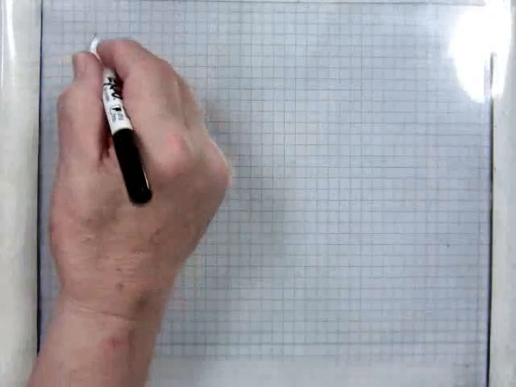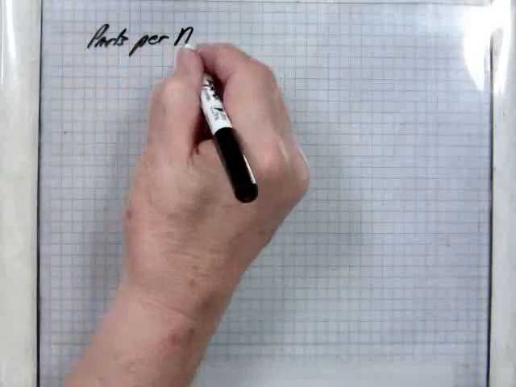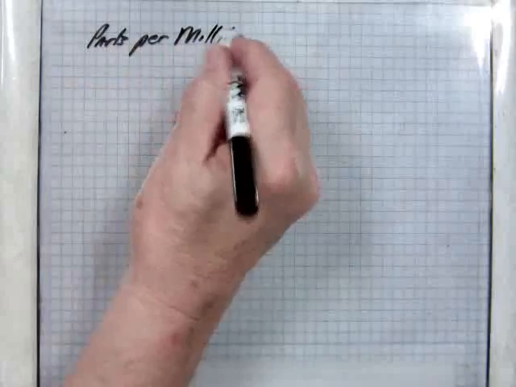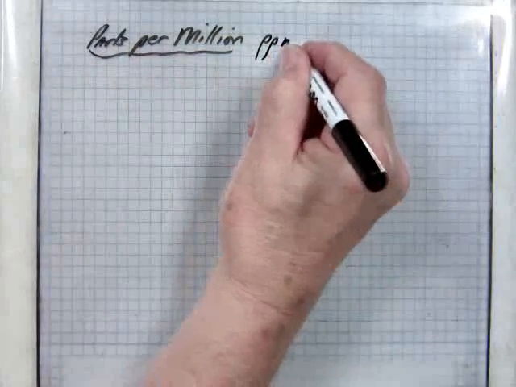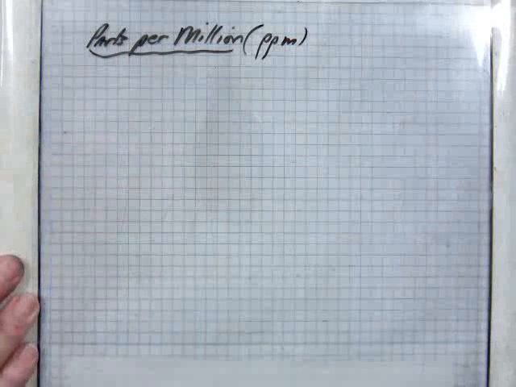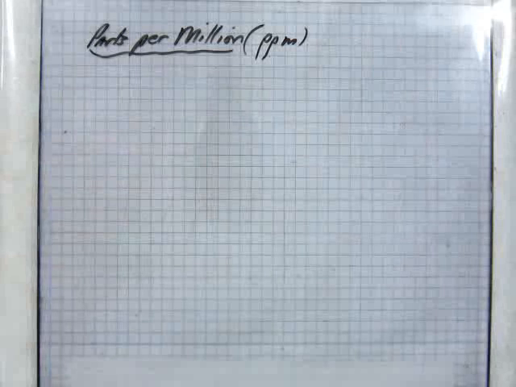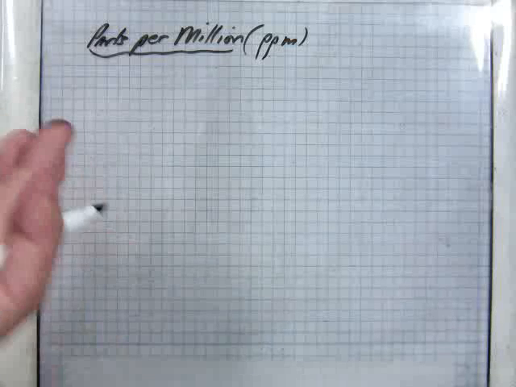Next is parts per million. Many of you have seen this. ppm is the abbreviation for it. And what you need to learn here is how to convert a percentage into a parts per million, or parts per billion, which we'll use a second example.